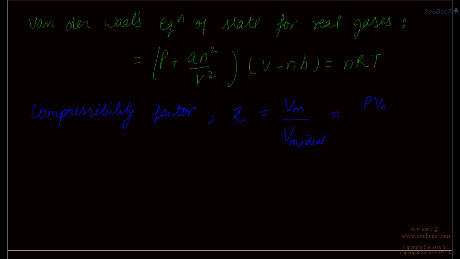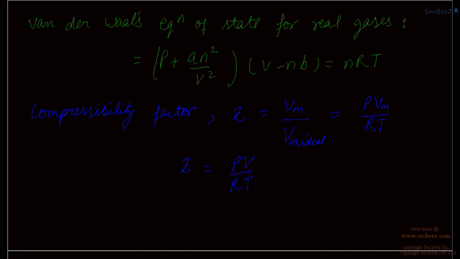Or this is equal to P into Vm upon RT, since Vm ideal equals RT upon P. We have just substituted Vm ideal equals RT upon P. Or if we write Vm simply as V, the Z factor, that is the compressibility factor, is PV upon RT.